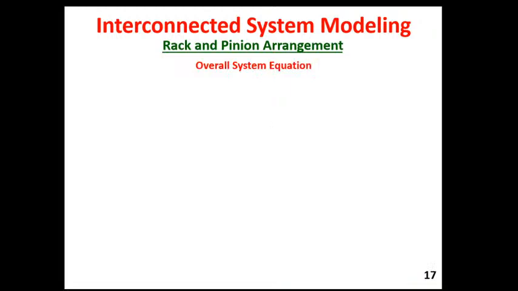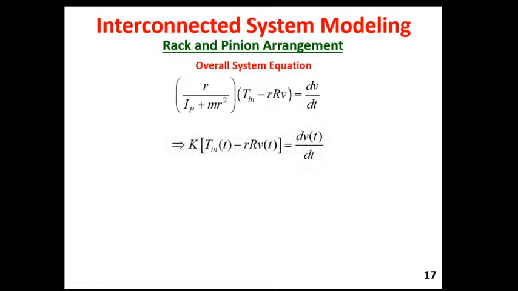Further separation of the terms is done. So the overall system equation we will still develop. It is the same equation which was shown in the previous slide towards the end. What we do is R divided by IP plus MR square. So small r is nothing but the radius of the pinion, IP is the moment of inertia of the pinion, small m is the mass of the rack. All these are constant terms. So I am just combining everything and finding a constant capital K.